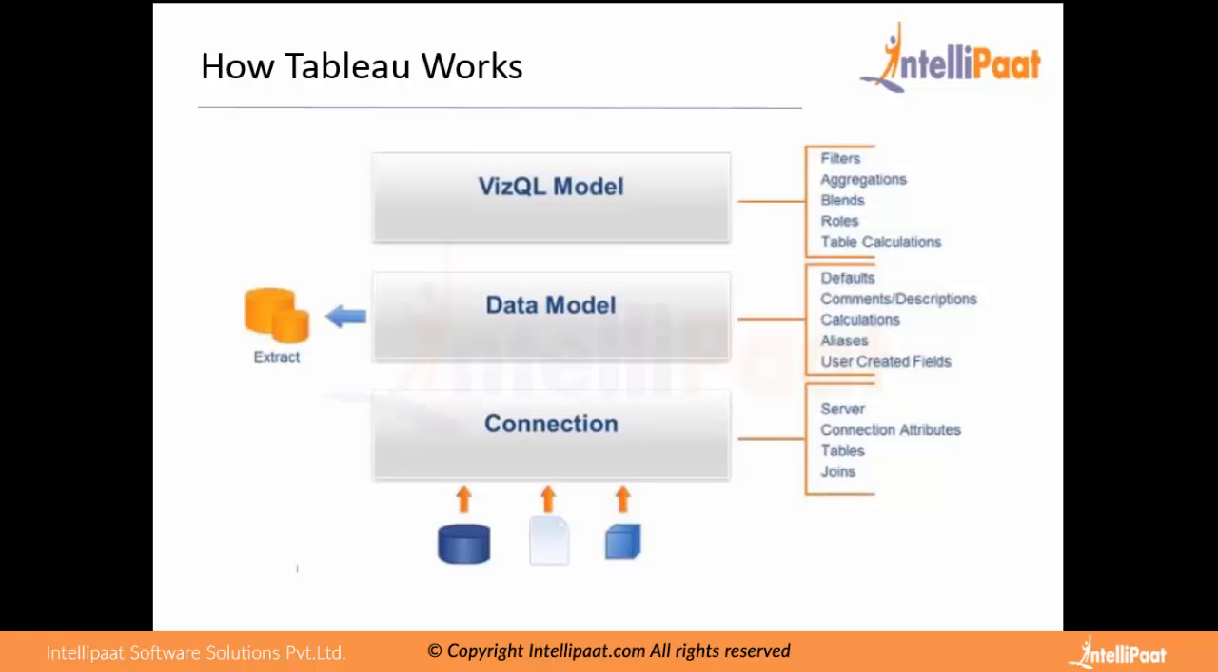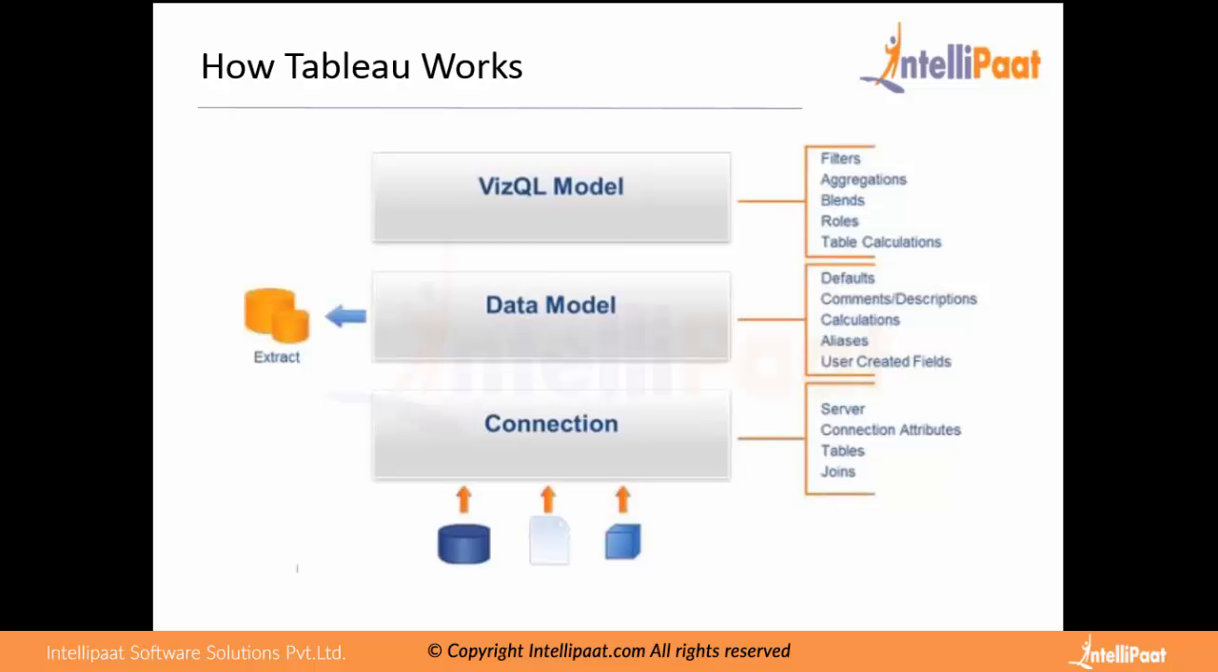So for which role you are showing the information, for which role you want to show particular rows, columns, or regions, and then we can have table calculations in the VisQL model. Once we get this query which is created in VisQL, that comes to the data model. This data model will have all the default values, all the comments or descriptions which we have written.